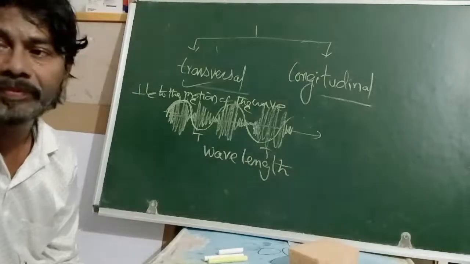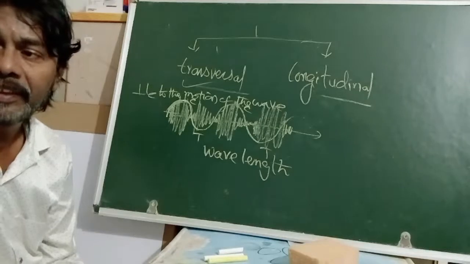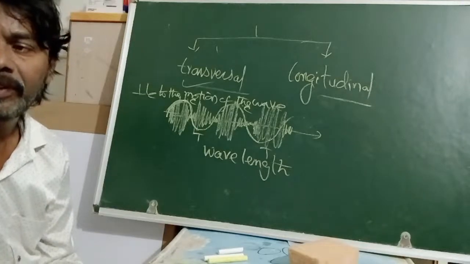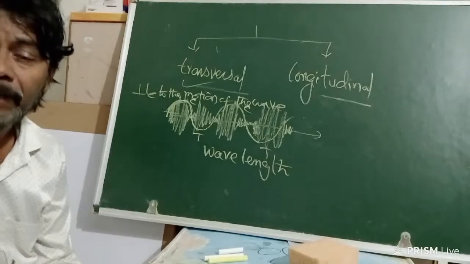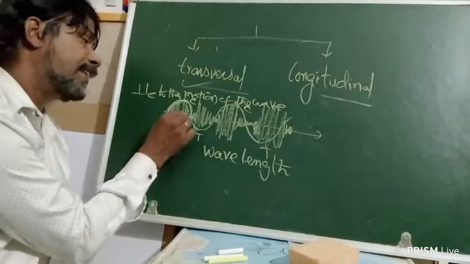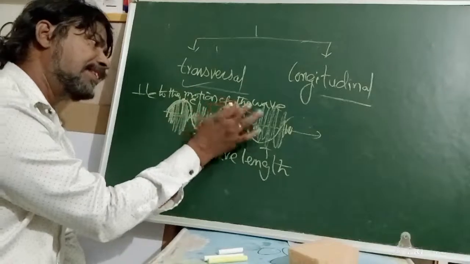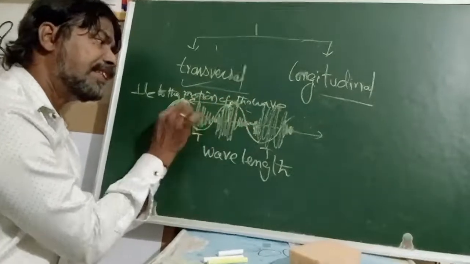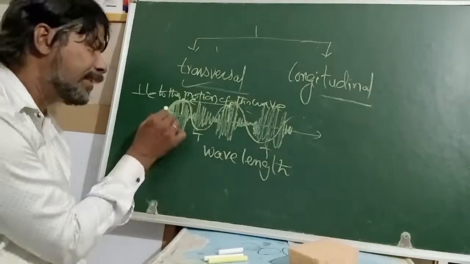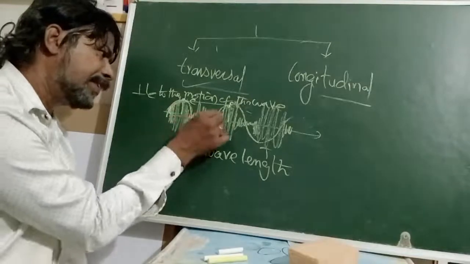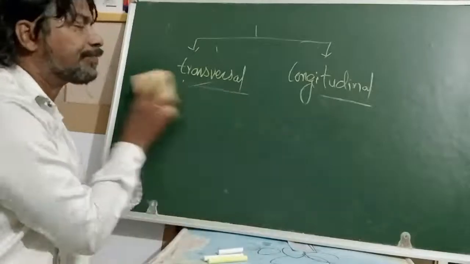What is wavelength? The distance between the two particles in the same position, of the two consecutive particles. A set of particles is one wave. So these are the sets of particles. The distance between these two particles which are having the same position, this distance becomes the wavelength.